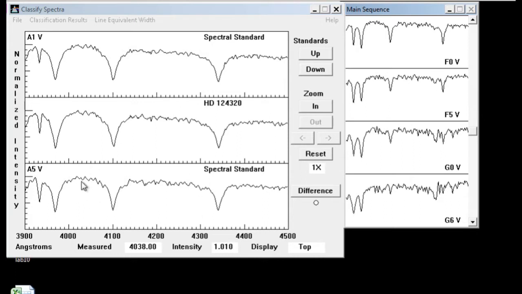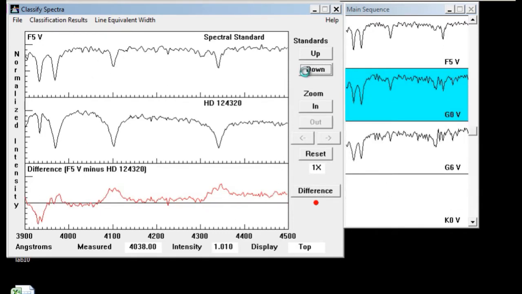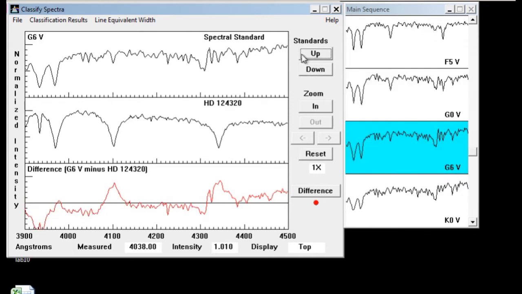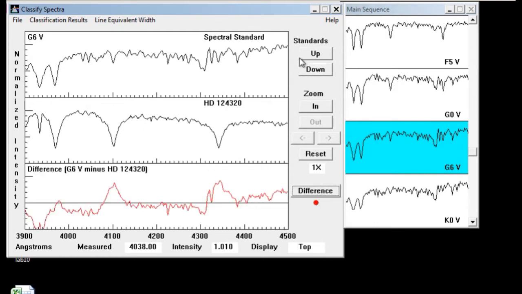And then the last feature of this is the bottom graph here, which is the difference between the two. I might have skipped ahead to the answer by doing that, but you can turn on the difference or have it just mirror the top. The difference makes everything a lot easier. Basically, you're looking for the standard that looks the most like our mystery spectra, and by doing that, we're looking for the least difference between the two.